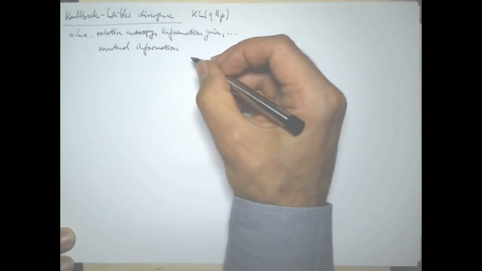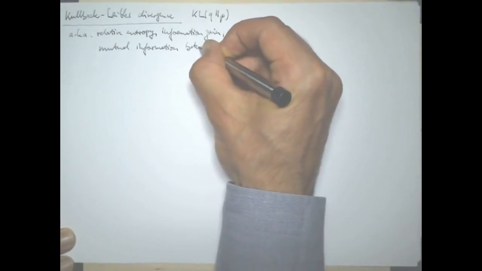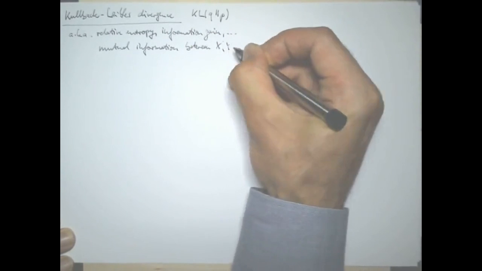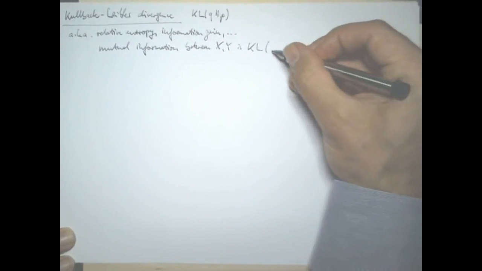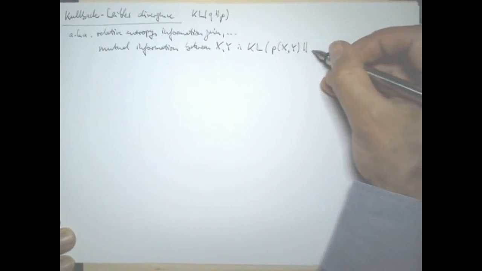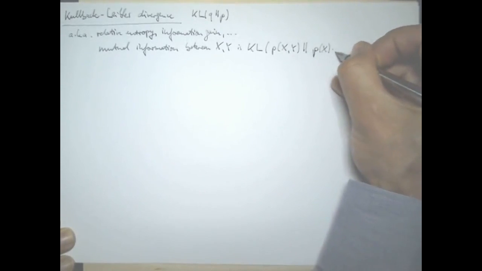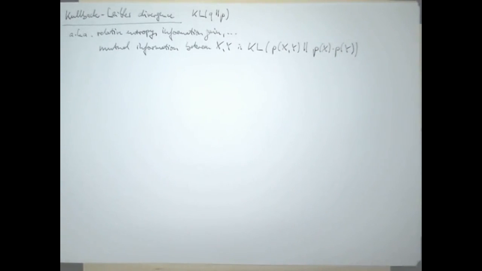The mutual information between two random variables x and y is given by the Kullback-Leibler divergence between the joint distribution and the product of their marginals. And something like this we had, by the way, seen in the very beginning of the semester when we were talking about distance covariance.